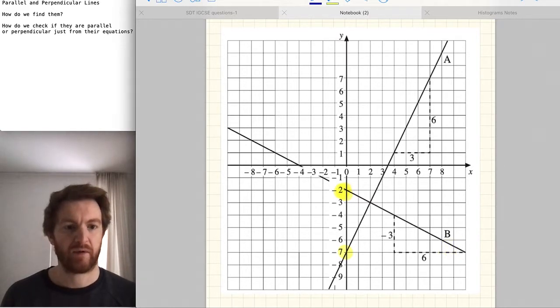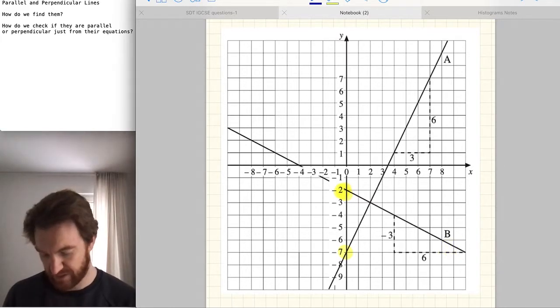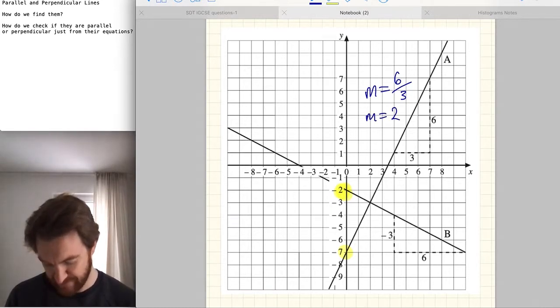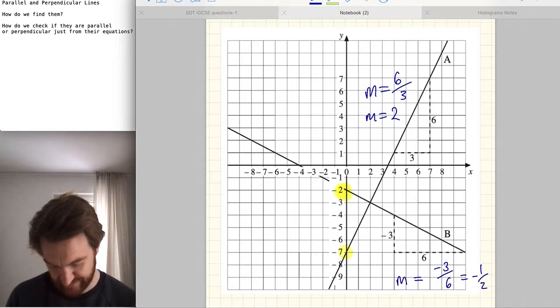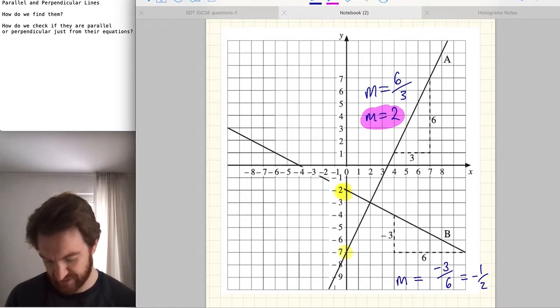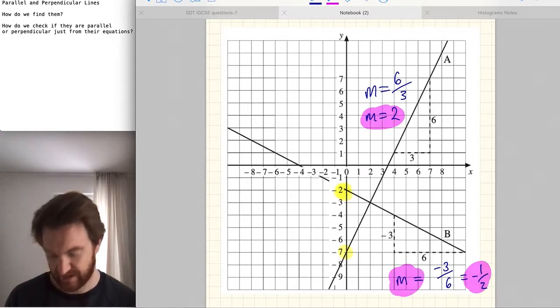We can, however, again look at the gradients. If we look at line A, the gradient is 6/3, so the gradient of line A is 2. When we look at the gradient of line B, it's -3/6, which is -1/2. So to check if they're perpendicular, we first of all look at the gradients, which I've just highlighted in a kind of pinky purple.